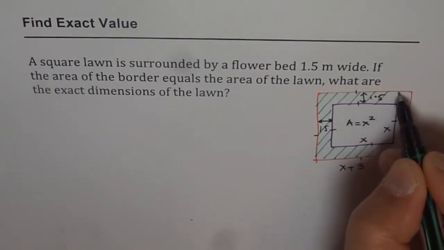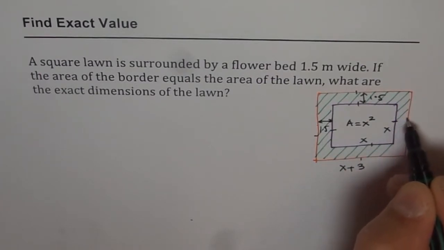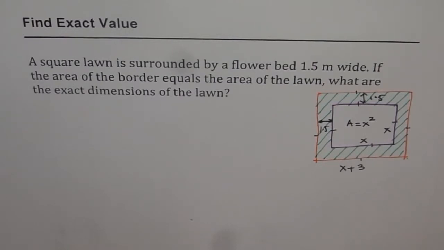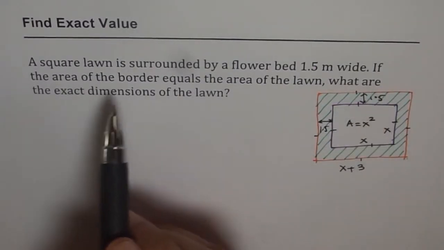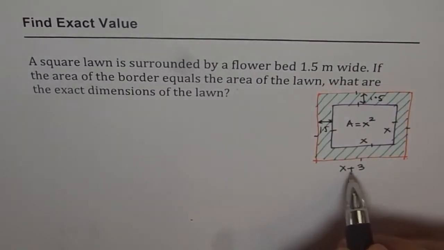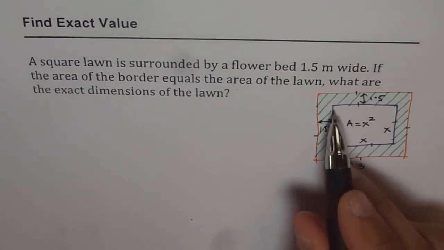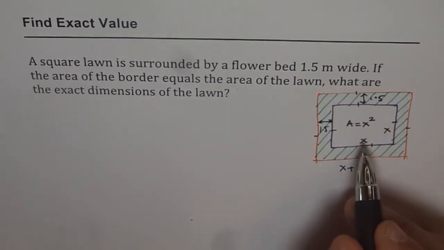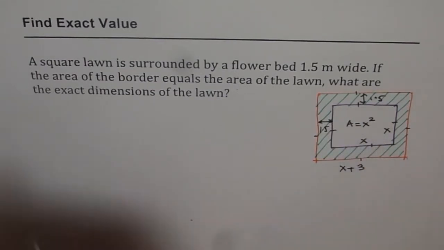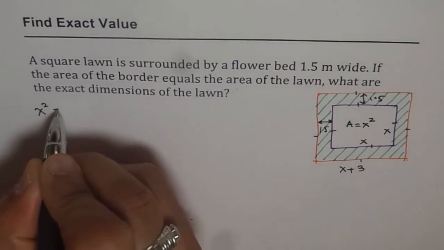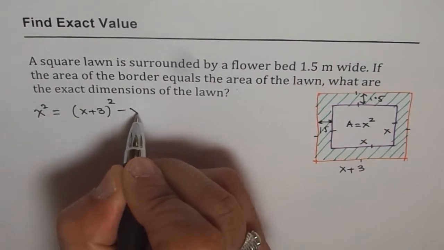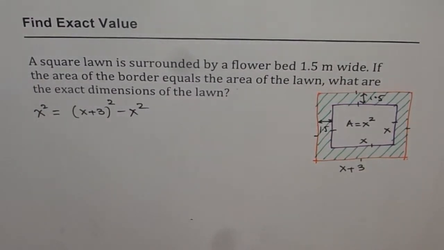So let's just show it out first. I hope you understand how we have made the diagram, right? And now let's see how to make the equation. If the area of the border equals the area of the lawn, the border area is the outside area, which is x plus 3 times x plus 3, minus the inside area. If that is equal to the area of the lawn, which is x square, that gives us the equation, right? So x square, the inside area, equals x plus 3 whole square minus x square. So that is how we get our equation, correct?